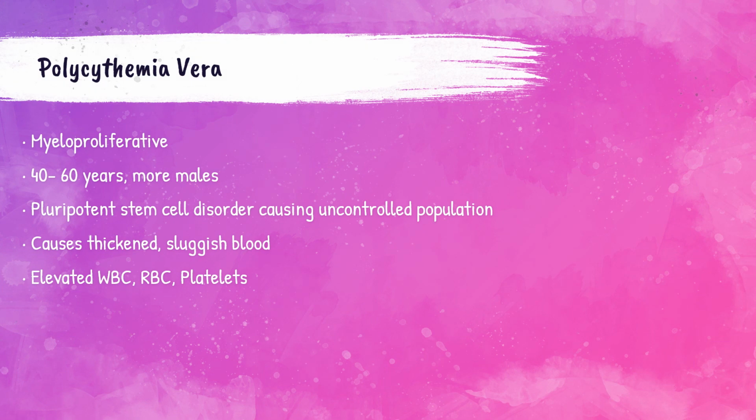Polycythemia vera is a myeloproliferative disorder that mainly affects adults in the 40 to 60 year age range. This is caused by a pluripotential stem cell disorder, so this causes all the cell lines to be elevated. So patients with this will have elevated white blood cell counts, red blood cell counts, and platelet counts. Because there are elevations in all three of these things, the blood tends to be thicker and sluggish and can be life-threatening. Patients with polycythemia vera may be asymptomatic, meaning they do not experience any symptoms.